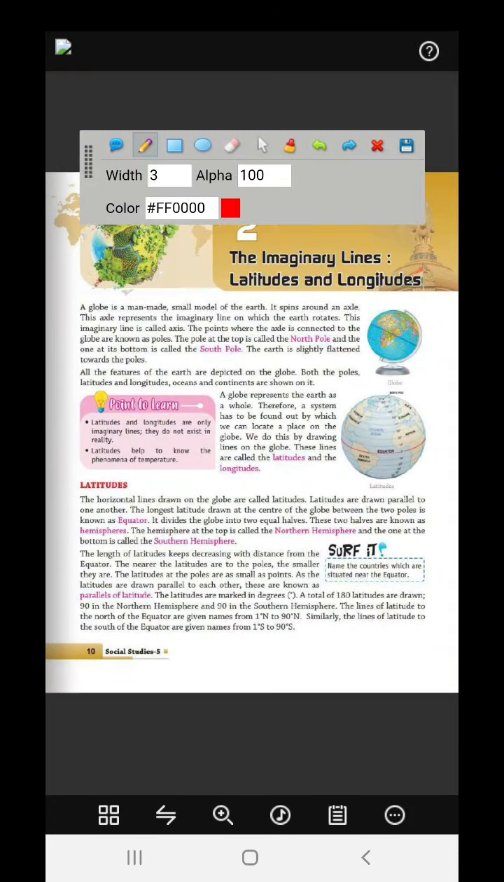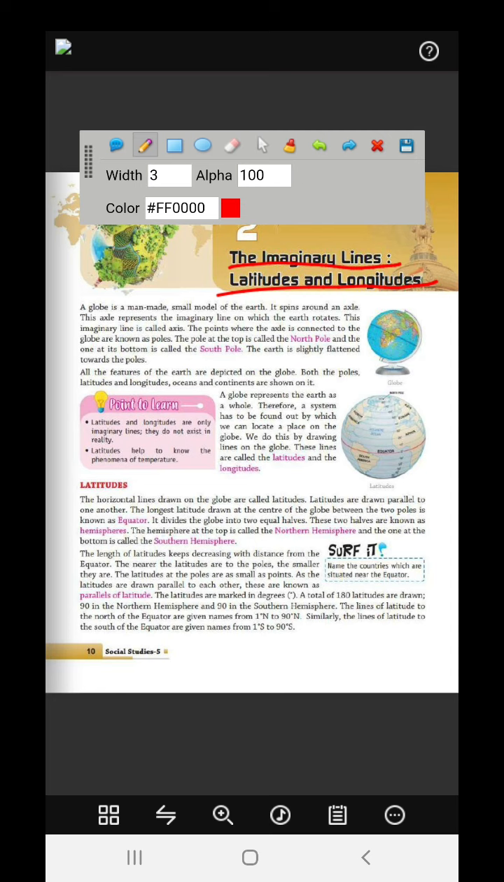So today we are going to learn the imaginary lines, and that is the latitudes and the longitudes. So what is a globe? It's a man-made small model of the earth. It spins around the axis, as you see a top spinning around the right axis.